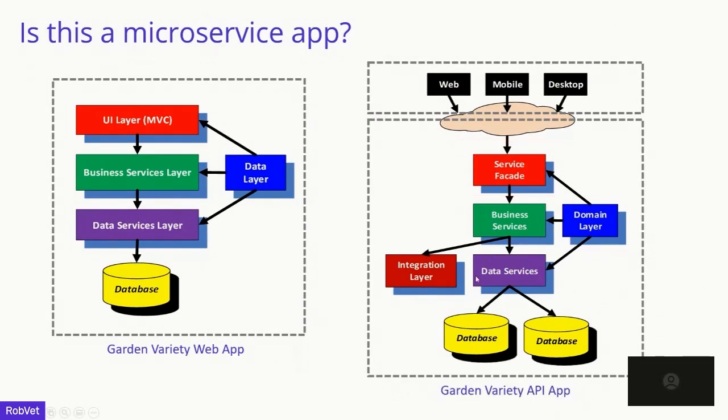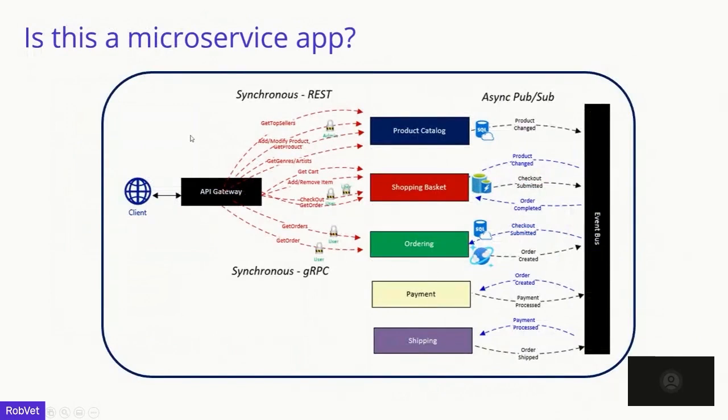What about this? Is this a microservice application? So we have these product catalog, shopping basket, ordering, payment, shipping. Yeah, obviously this would be more. Why? Because we have isolated, if you will, self-contained back-end core microservices, the product catalog, the payment, the shipping. We have the gateway. We'll talk about that.